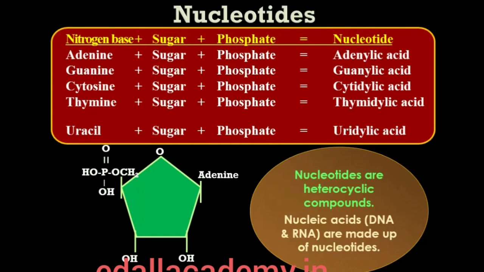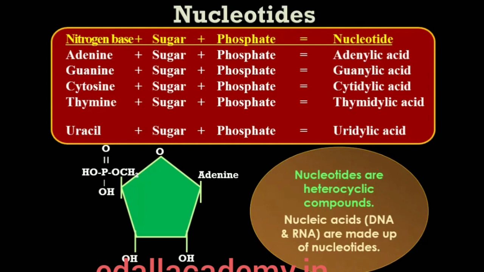Try to remember. Adenine, that is nitrogenous base, sugar and phosphate group together form adenylic acid. Guanine, sugar and phosphate together form guanylic acid. Cytosine, sugar and phosphate together form cytidylic acid. Thymine, sugar and phosphate together form thymidylic acid. Uracil, sugar and phosphate together form uridylic acid. So these are the 5 types of nucleotides, same as nucleosides.